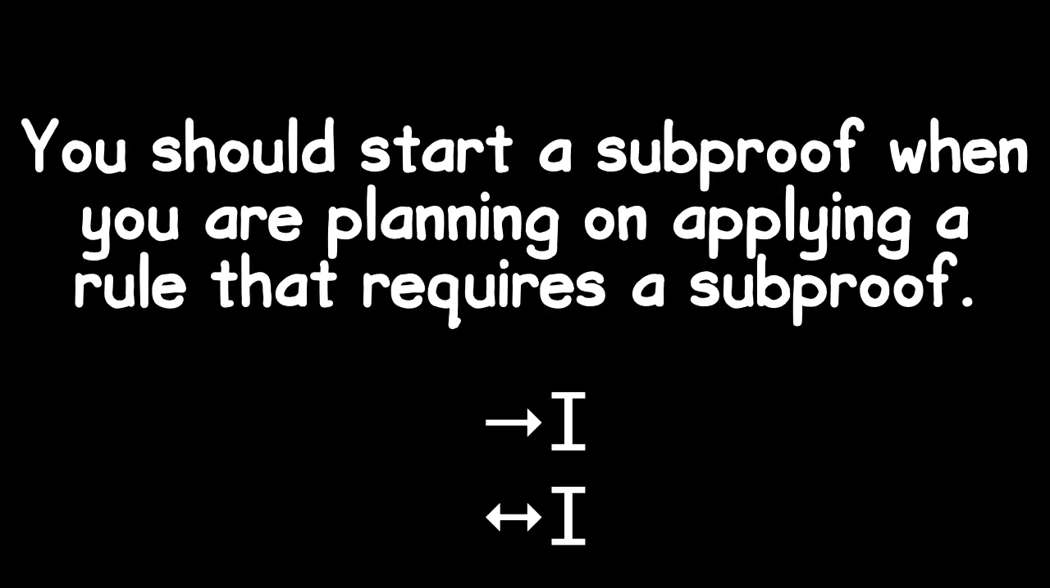You should start a subproof when you're planning on applying a rule that requires a subproof. If you aren't planning on doing that, don't start a subproof. At this point, the rules you have that require subproofs are arrow introduction and double-headed arrow introduction. Start a subproof if you plan to apply one of those rules. But don't start a subproof if you don't have one of those rules in mind.